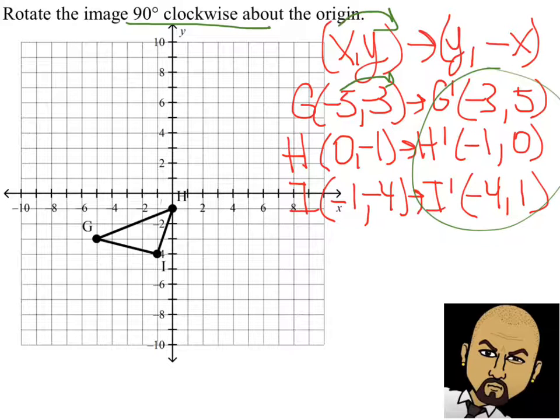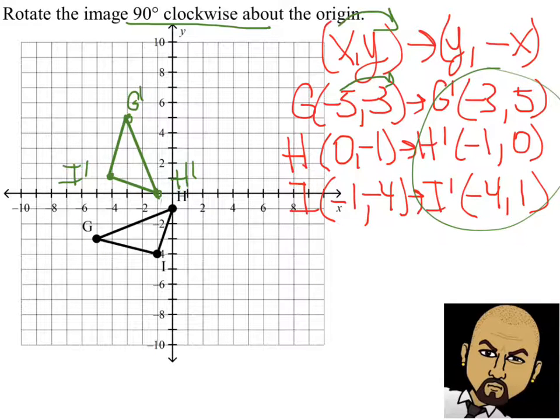And now we're going to take these new coordinates that we rotated clockwise about the origin 90 degrees, and we're going to plot them. There's G prime, the ordered pair (-3, 5), H prime, which is the ordered pair (-1, 0), which is -1 on the x coordinate and 0 on the y because we do not go up or down. Connect those. I prime is (-4, +1), and here we have a rotation 90 degrees clockwise about the origin.